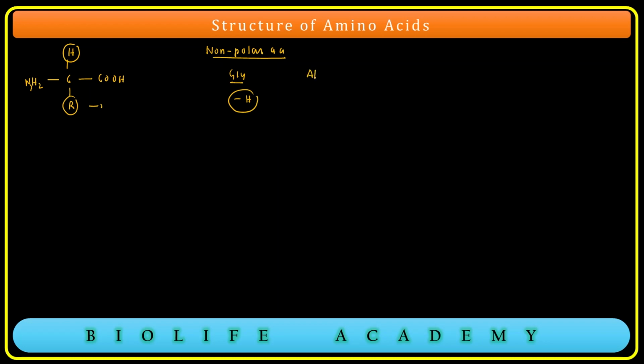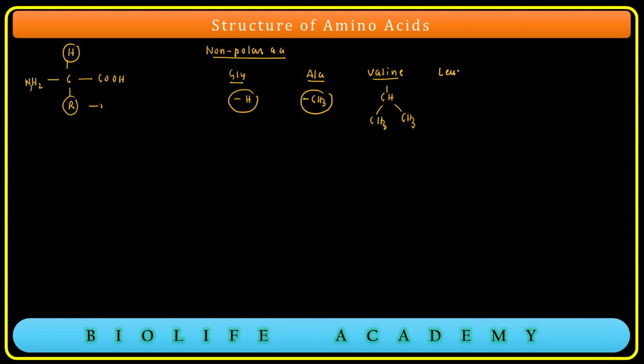In alanine, we can find a methyl group attached to this carbon. Then valine. In valine we will find this group, a CH, then CH3 and CH3. This group is attached to the chiral carbon.